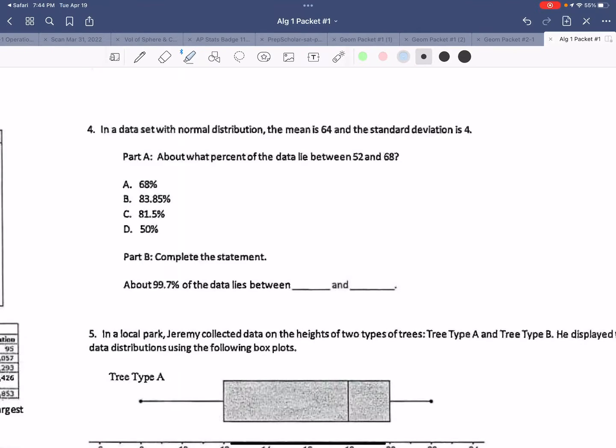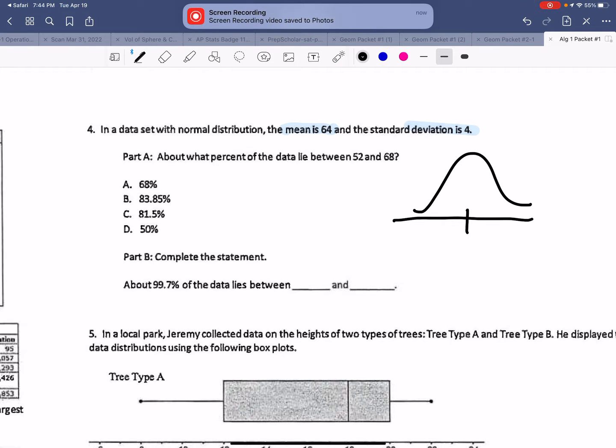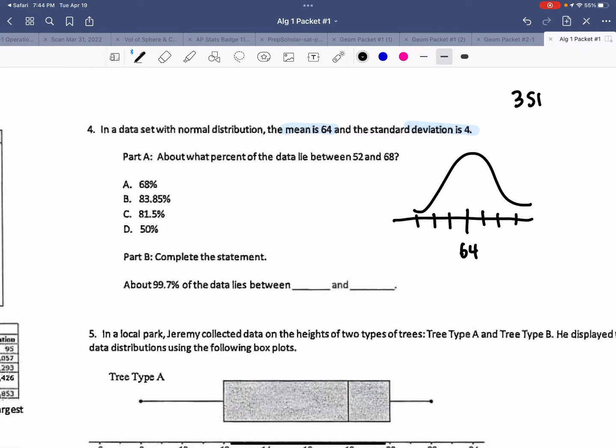In a normal distribution with a mean of 64 and a standard deviation of 4. So what does that mean? If you have a normal distribution and the mean is 64 and the standard deviation is 4, what that means is that there are 3 standard deviations above and 3 standard deviations below.